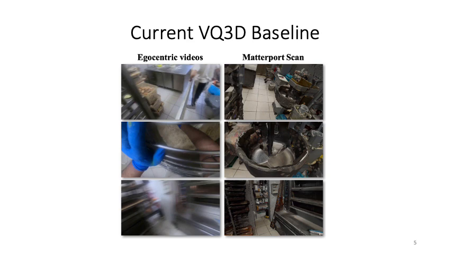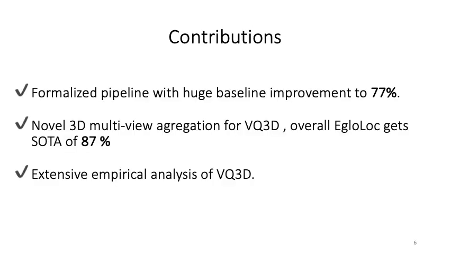The current baseline naively lifted the VQ2D predictions to 3D predictions without regard to the difference in the domains and reference coordinates. Our contributions are threefold. We formalize the pipeline for the task of VQ3D and elevate the baseline performance from 8.7% to 77.3%.